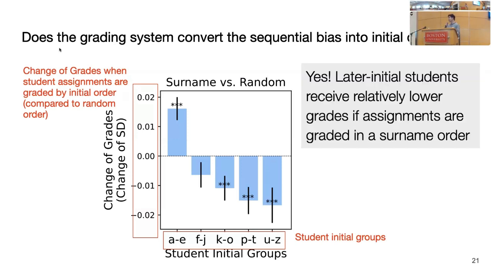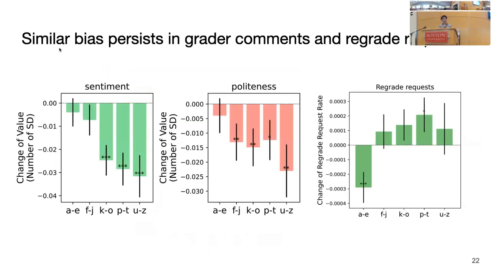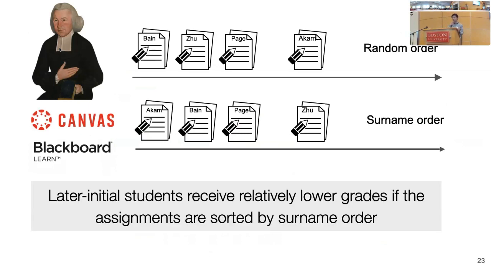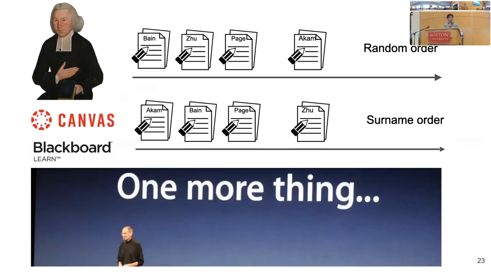So yes, we do see that later initial students are receiving relatively lower grades if their assignments are graded in surname order. And a similar bias persists in grading comments as well as regrade requests: later initial students are receiving more negative comments and are more likely to submit regrade requests. So just to summarize, later initial students are receiving relatively lower scores because of this design, because all the learning management systems are sorting students' assignments based on their surnames. But this is not good enough, since this is still not a causal claim.